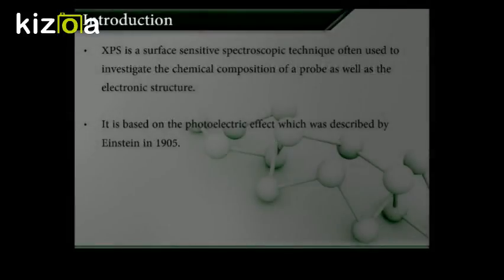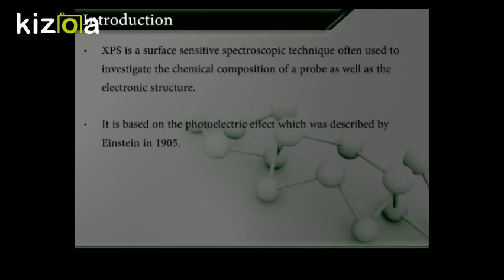X-ray photoelectron spectroscopy is a technique to analyze the structure of atoms and get information about electronic structure as well as ionization energies. It works by irradiating a sample with an X-ray beam and then quantifying the kinetic energy and number of electrons that are ejected from the material.